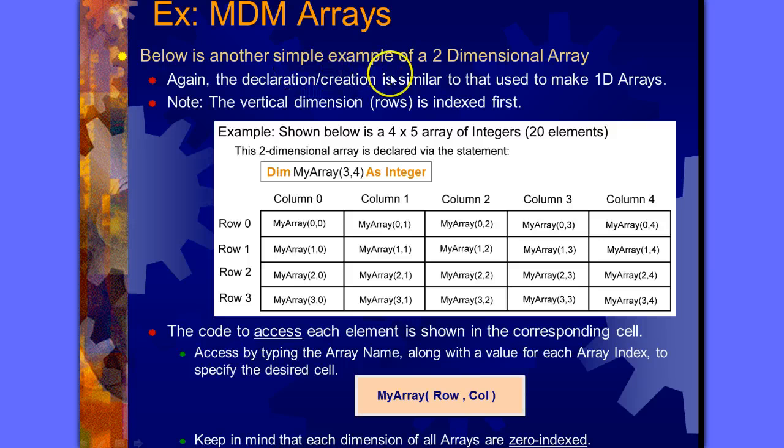Below is another simple example of a two-dimensional array. Again, the declaration creation is similar to that used to make one-dimensional arrays. Note that the vertical dimension, the rows, is indexed first. So if I had read that, I would have remembered that, but okay.